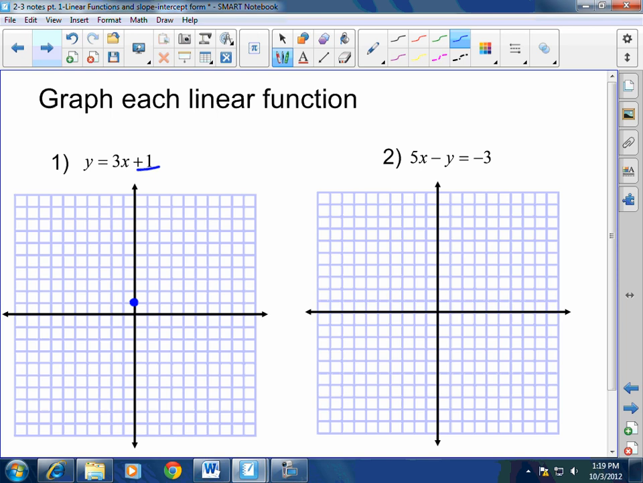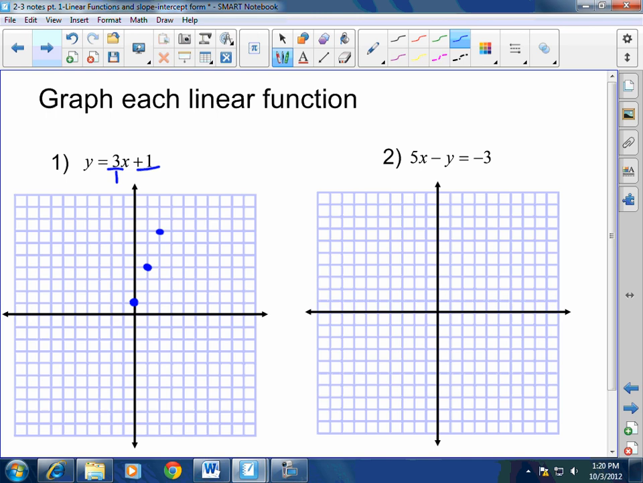What's the slope here, boys? 3 over 1. Good job for those of you who said that. So is that going to be positive? Am I going to rise or fall? Do I run to the right or to the left? Okay, so I'm going to go up 1, 2, 3, run 1 to the right. Up 1, 2, 3, run 1 to the right.